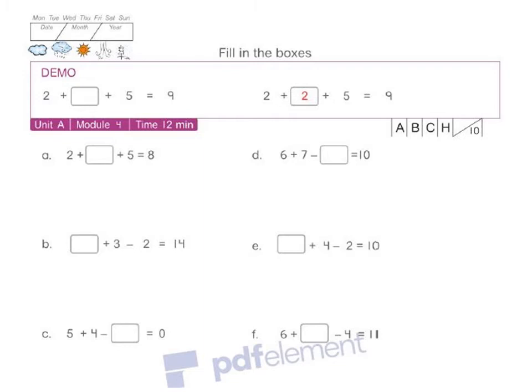In the same manner, try to solve the 6 problems in your hand. If the video is not clear enough, I am reading out the questions. Question number A, 2 plus blank plus 5 equal to 8. Question number B, 6 plus 7 minus blank equal to 10.